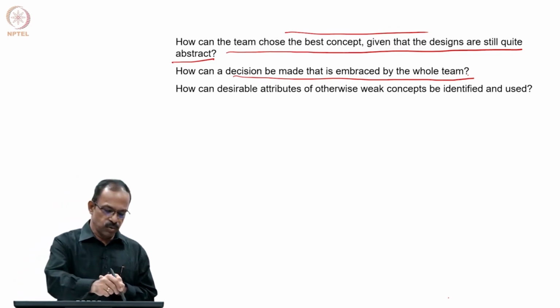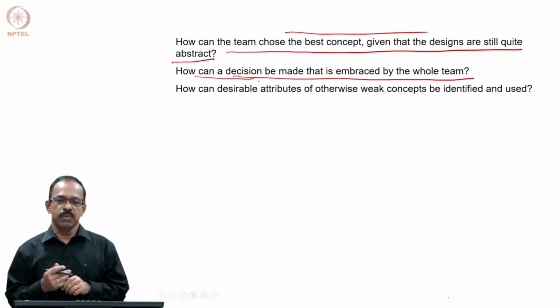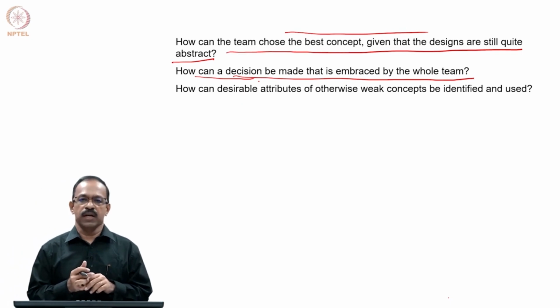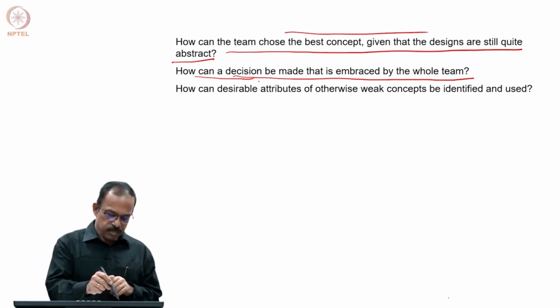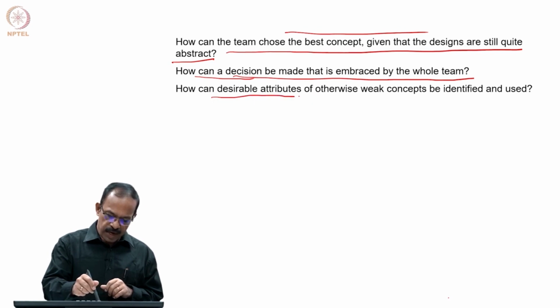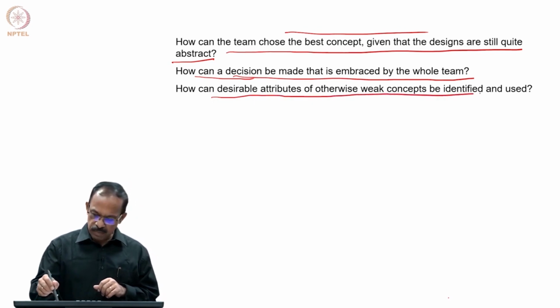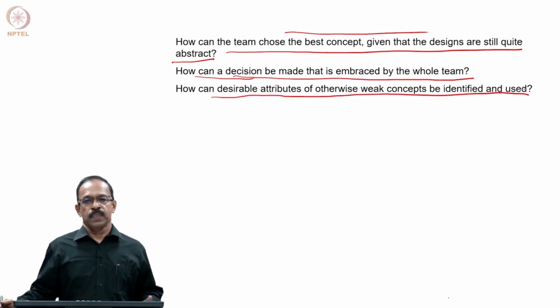And how do we actually do that? How can we ensure that all the team members agree on this concept to be taken forward? And another important point is, how can the desirable attributes of an otherwise weak concept be identified and used?